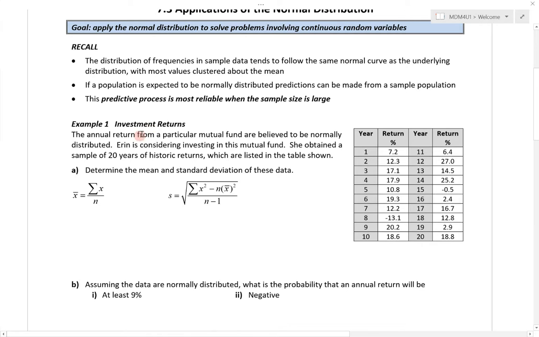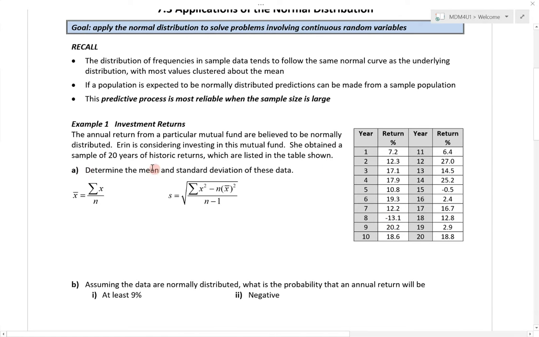Investment returns. So the annual return from a particular mutual fund is believed to be normally distributed. So Erin is considering investing in this mutual fund. She obtained a sample of 20 years of historic returns, which are listed in the table shown. So you can see all the interest rates, the returns on the investment for 20 years. Most are positive, and there's 1 year that's negative over here.